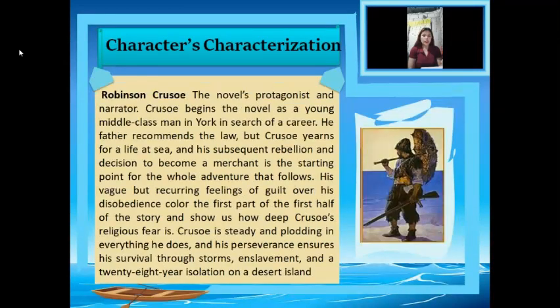Next one is the characters' characterization of the novel Robinson Crusoe. The information is all stated in the PowerPoint presentation, so to make it short, I will explain it briefly one by one. First is the main character, Robinson Crusoe, the narrator of the novel, who gets shipwrecked.